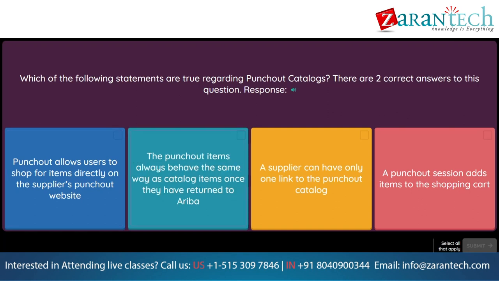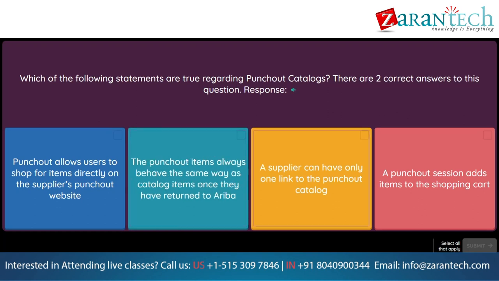Option 2. The punchout items always behave the same way as catalog items once they have returned to Ariba. Option 3. A supplier can have only one link to the punchout catalog. Option 4. A punchout session adds items to the shopping cart.